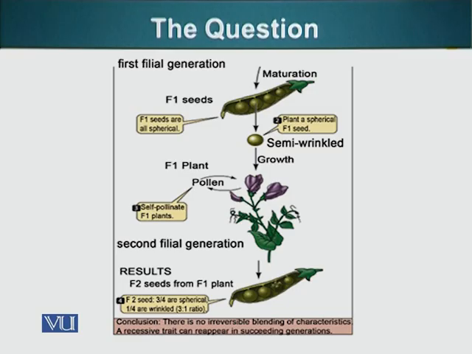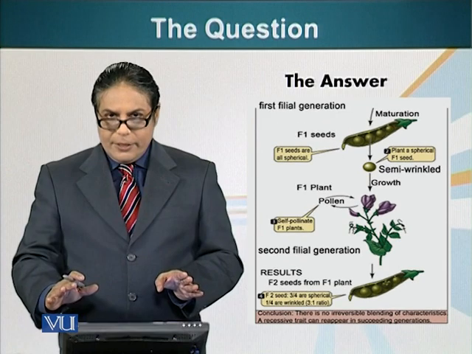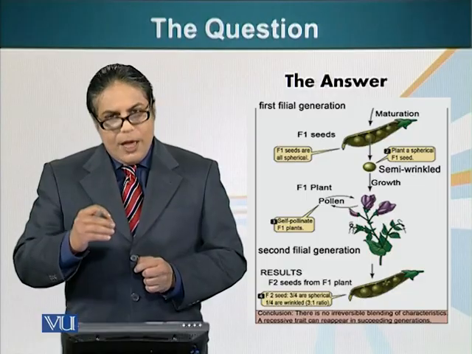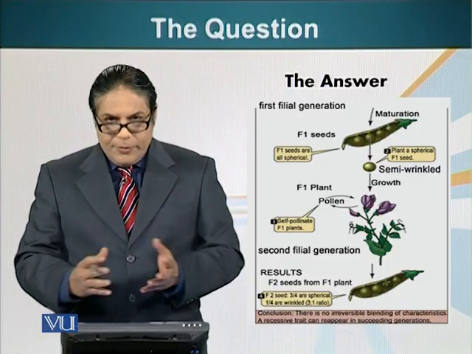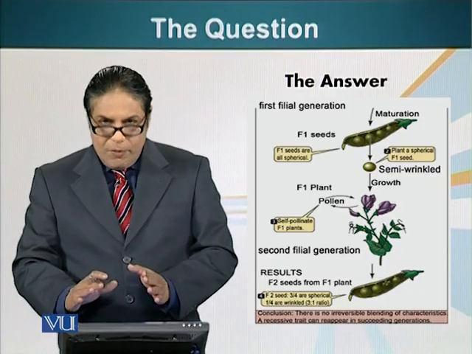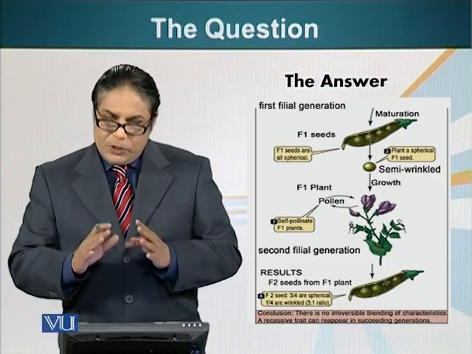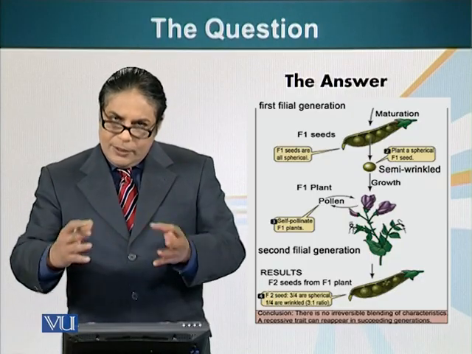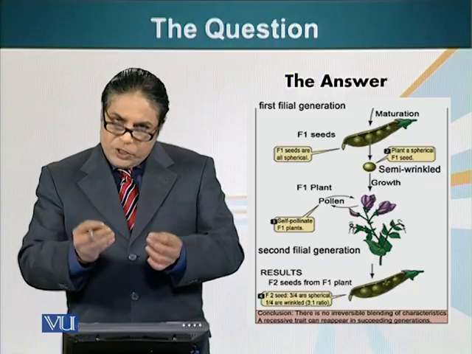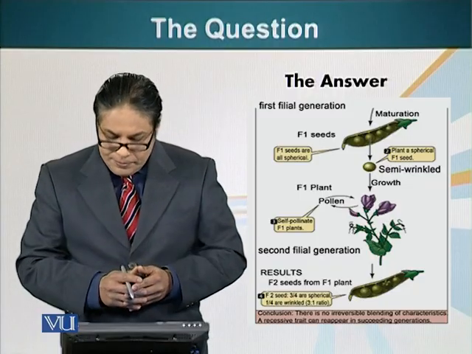Now, if the blending concept was correct, all these seeds would be semi-wrinkled and semi-spherical. It was as if the wrinkled seed trait had completely disappeared, because none of the plants of the F1 generation, which stands for first filial generation, had any wrinkled seeds. So here we could see the blending theory was incorrect, because blending theory would have predicted that the offspring would have a mixture of characteristics from both parents.